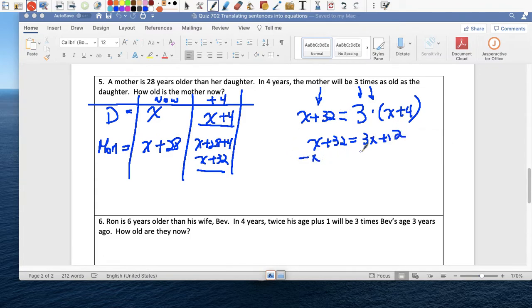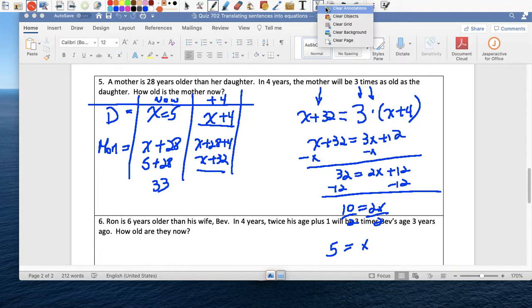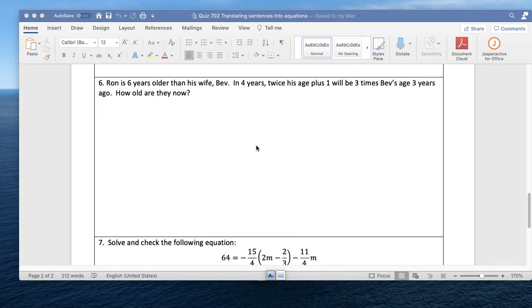Subtract x from each side. You get 32 equals 2x plus 12. We subtract 12 from each side, and 2x equals 10. Divide by 2, x equals 5. So x is the daughter's age, and the mom is obviously 5 plus 28, which makes mom 33 years old.